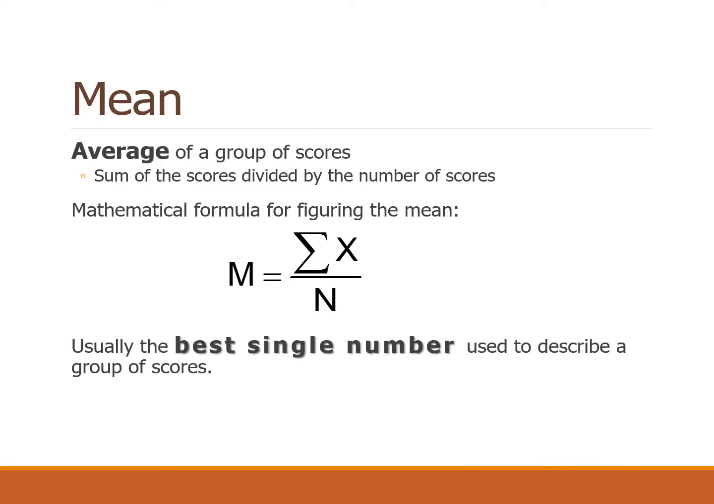Okay, so let's talk about how to calculate the mean. Mean is your average of your group of scores, and most of you have done averages in your classes for many years, so you know how to do this. I just want to show you the statistical way of talking about it. It is the sum of scores divided by the number of scores, and so we write this as the letter M for mean, the sigma, sum of scores, divided by N. The mean is usually the best single number used to describe a group of scores.